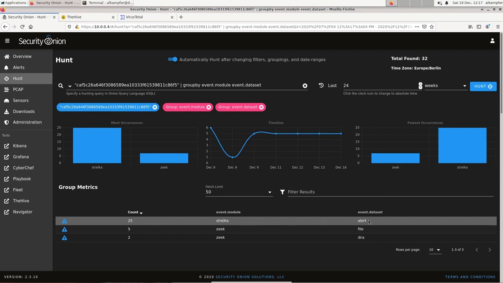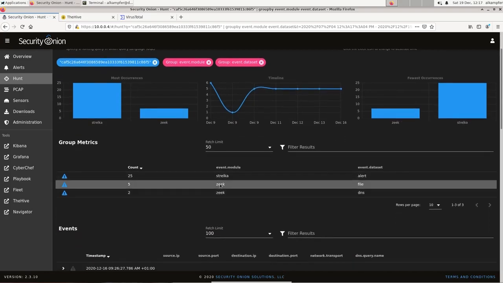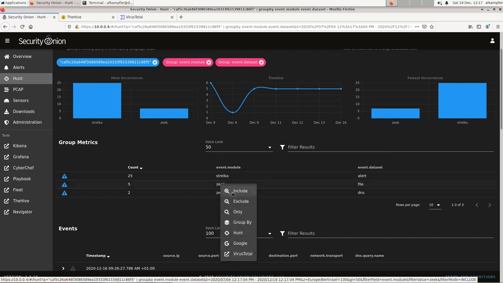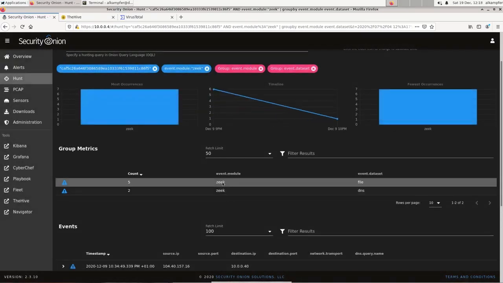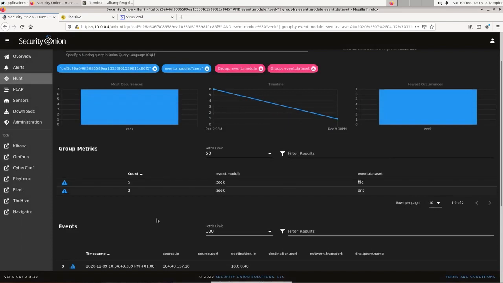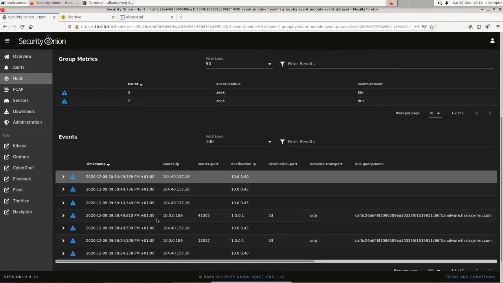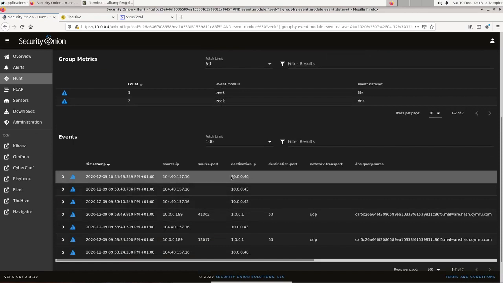So that's an alert. But hey, look at this. I have related information by Zeek about files. So probably that's what I'm looking for. So I can click on Zeek and say include. And include means I want to only see the traffic, the events about this module. So Zeek. And as you can see, you are immediately looking at some sort of destination IP.